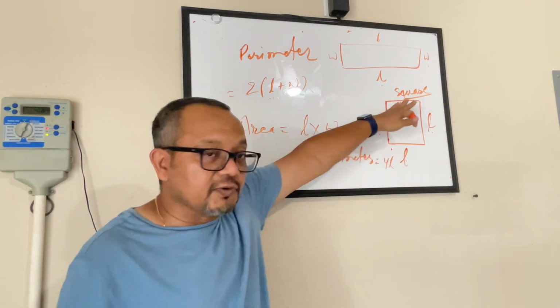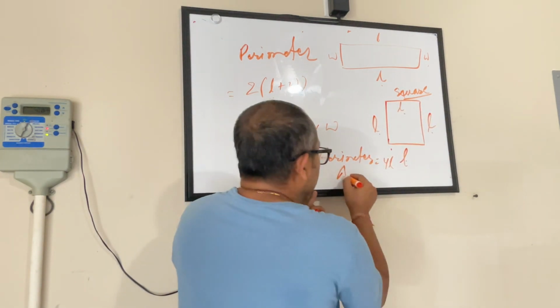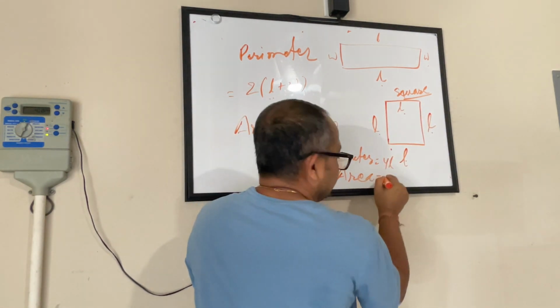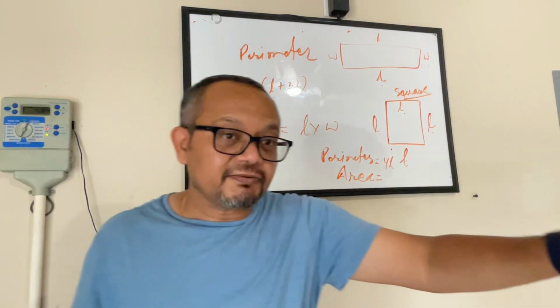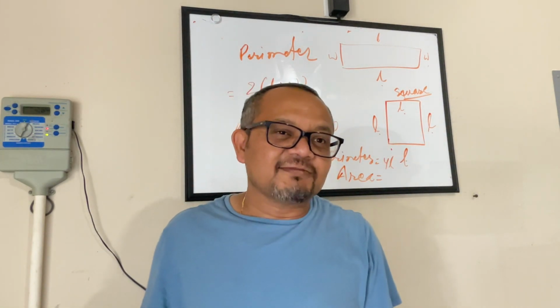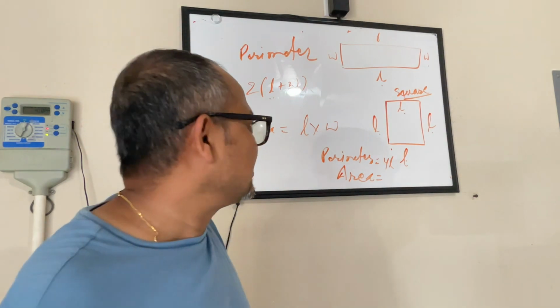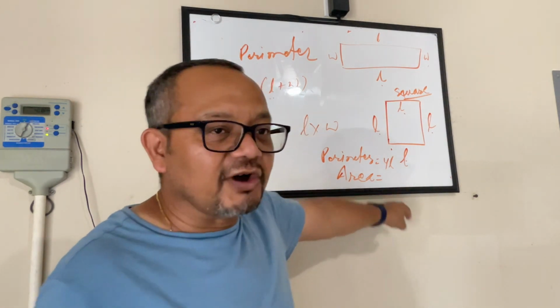Perimeter of a square is 4 times length. What is the area of a square? Area of a square, wait. I want to decide from Salmi or Kavyan, Ishan. What will be the area of a square?